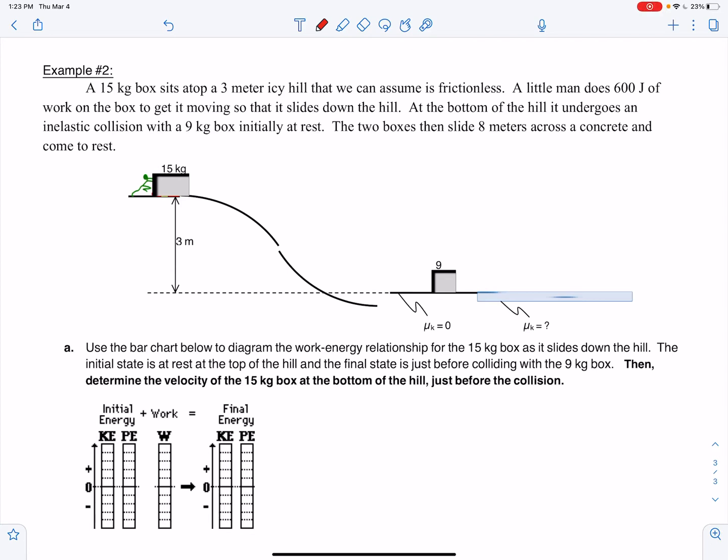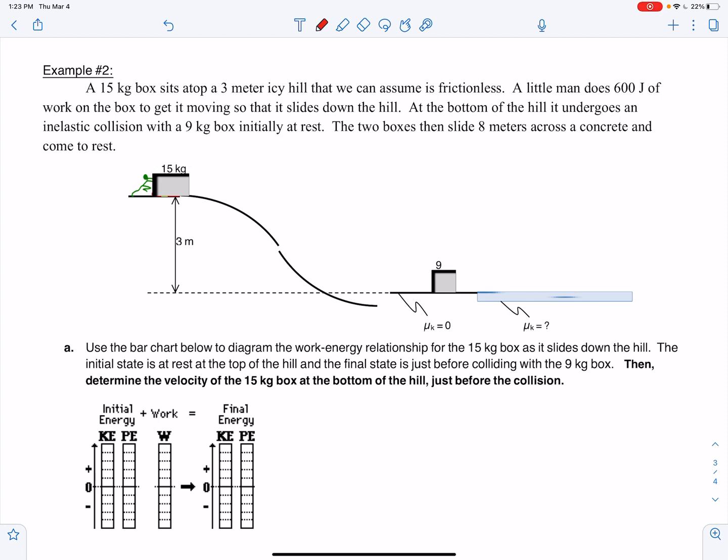This is the second example of the application of the work-energy theorem to problem solving. So let's take a look. A 15 kilogram box sits atop a 3-meter icy hill. So here's that box, and we can assume the hill is frictionless.